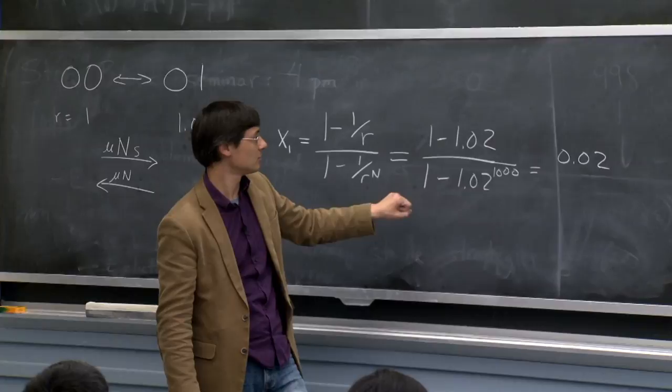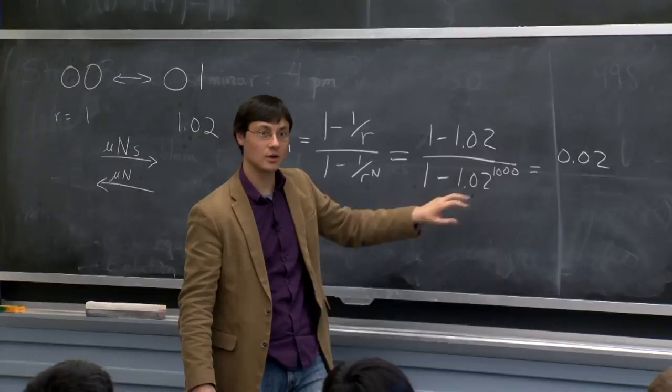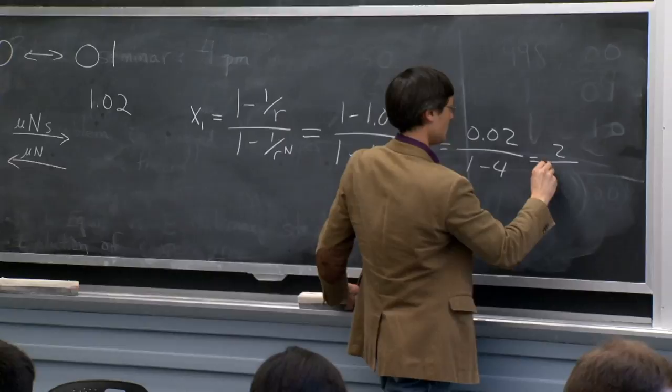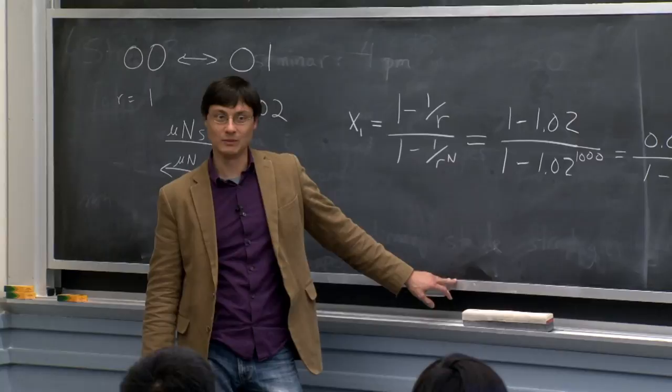1.02 to the 1,000. Yeah. Oh, is 4? Okay. So it's 1 minus 4, yeah? So it's 2 over 300. All right, this is teamwork. So there's less than a 1% probability of it fixing.